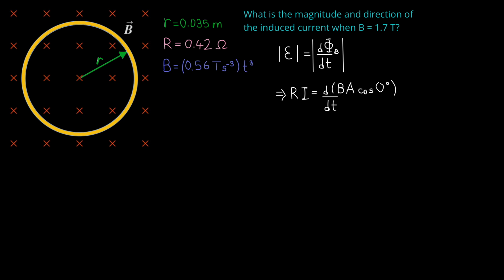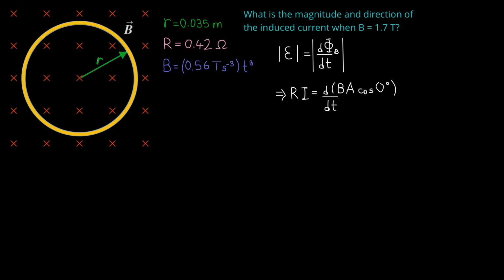To find the magnitude of the induced current, let's apply Faraday's law. The magnitude of the induced EMF is equal to the absolute value of the time rate of change of the magnetic flux through the loop. Now, the EMF can be expressed as R times I following Ohm's law. R is the resistance of the loop, I is the induced current that we're looking for.